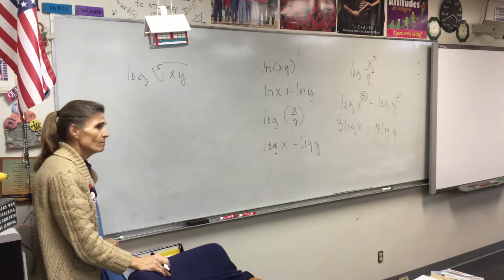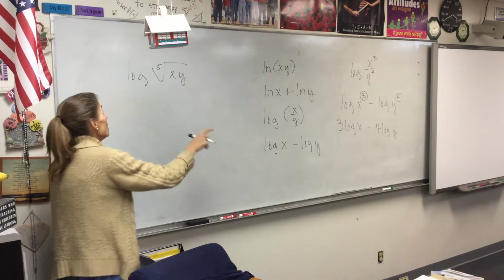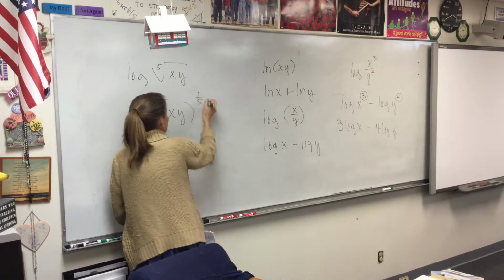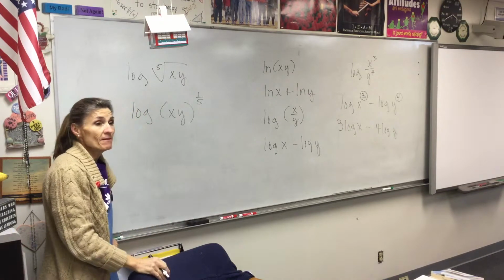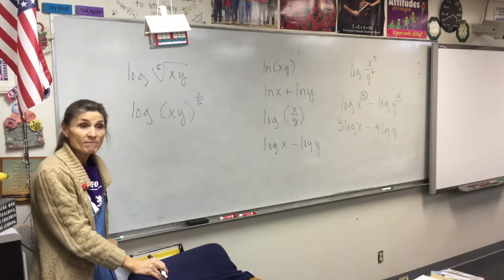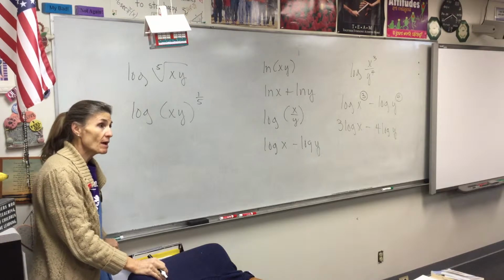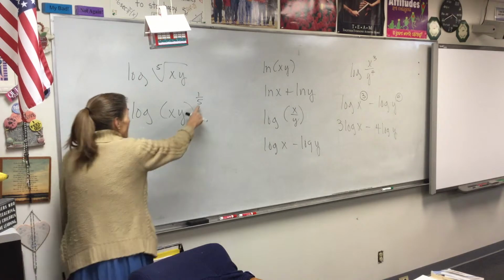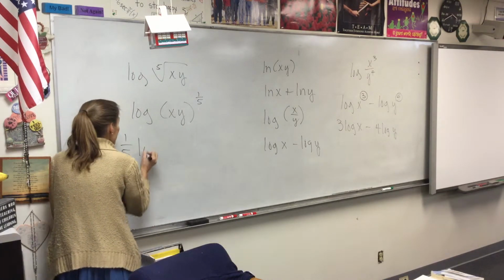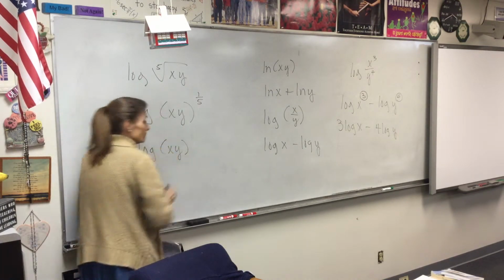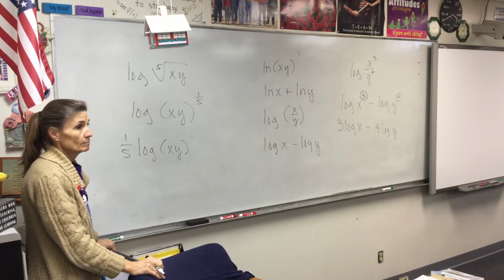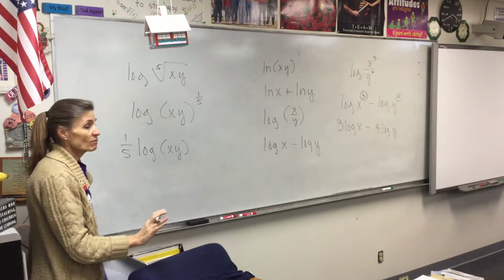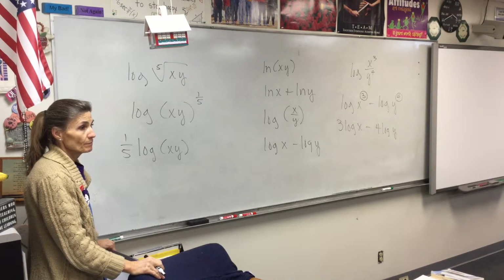Any ideas? Oh, you're skipping steps there, Ashley. Good work. Ashley says, I'm going to think of that 5th root as a 1/5 power. Isn't that what a 5th root is? Yeah. And then I see a power, so I'm going to pull it out in front. Now, Ashley did that all in one step. It's fine with me if you want to do it in one step.